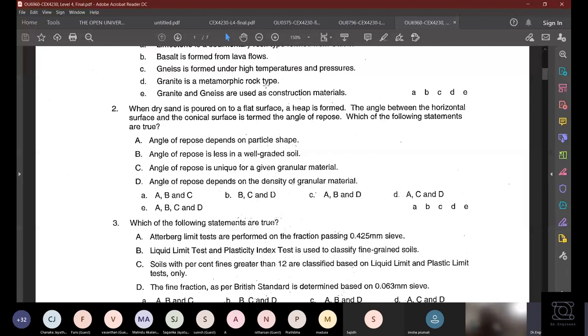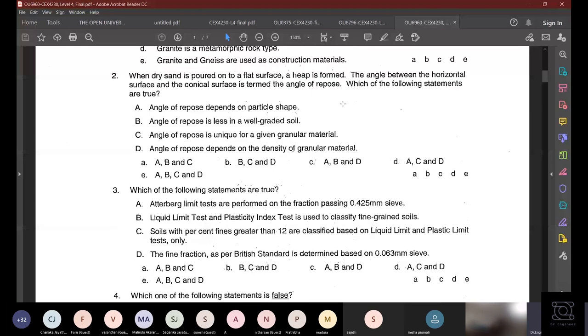The second question is based on the angle of repose. So angle of repose depends on particle shape. Yes, it depends on particle shape. Angle of repose is less in well-graded soils, right?